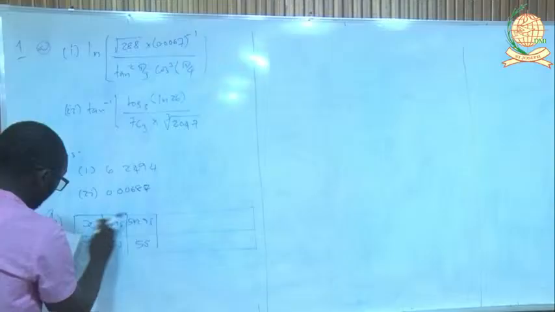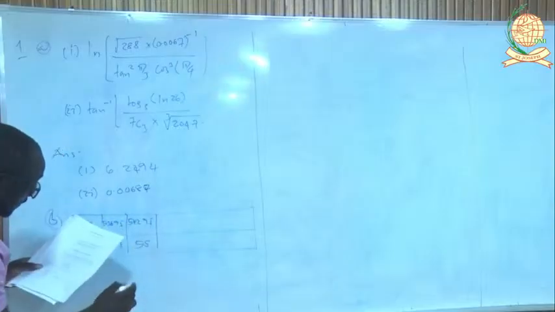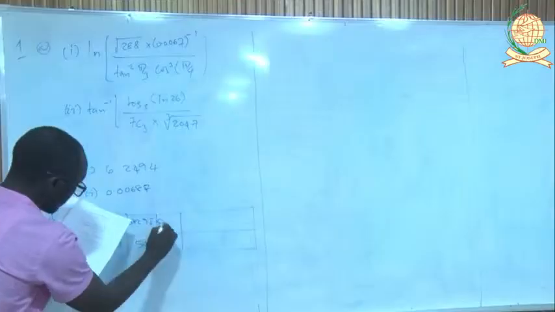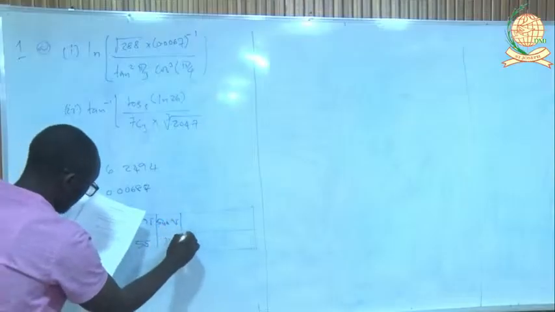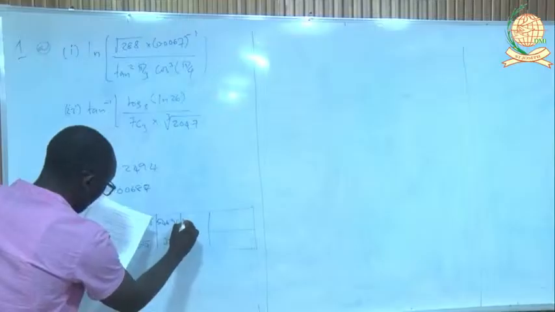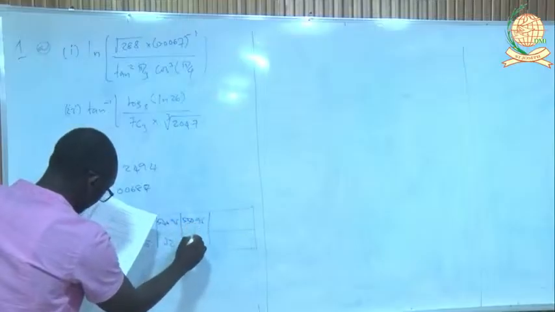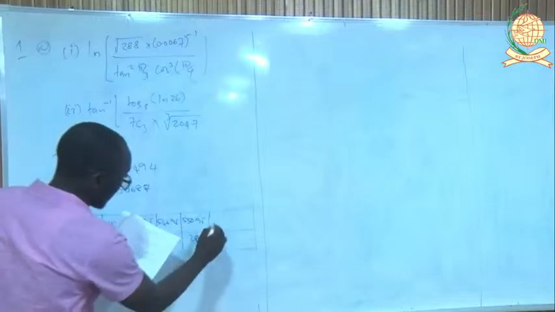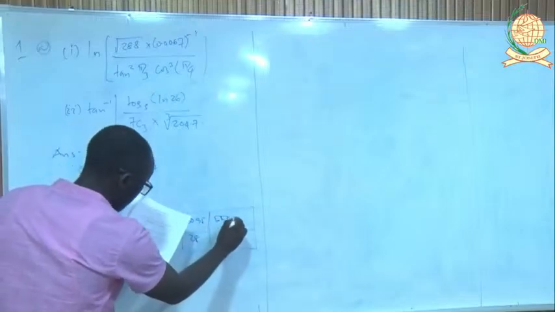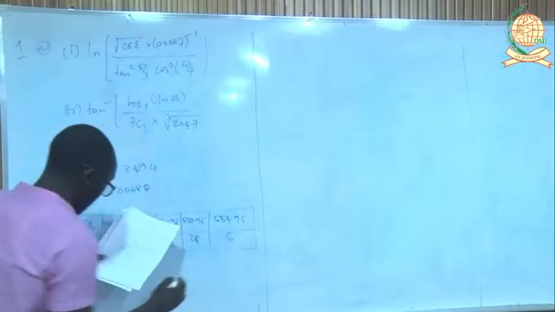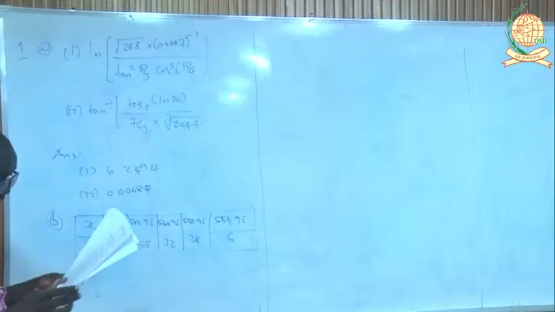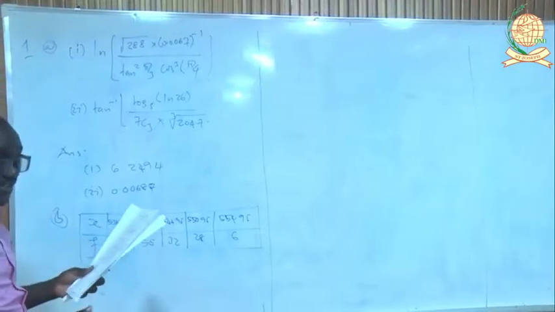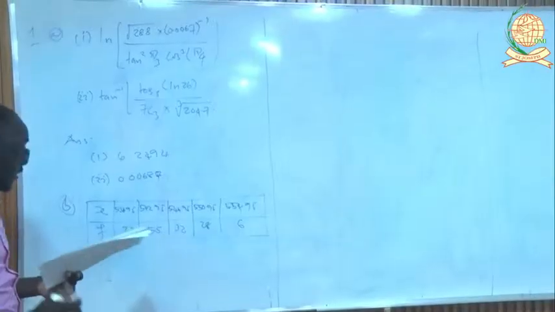Class marks and frequencies from your given information: the third class mark is 546.95, the frequency was 32. The fourth one was 550.95, frequency was 28, and the last one was 554.95, the frequency is 6. And you are told to find the summation of x squares, the mean of the variables, and the standard deviation, sigma subscript n minus 1.